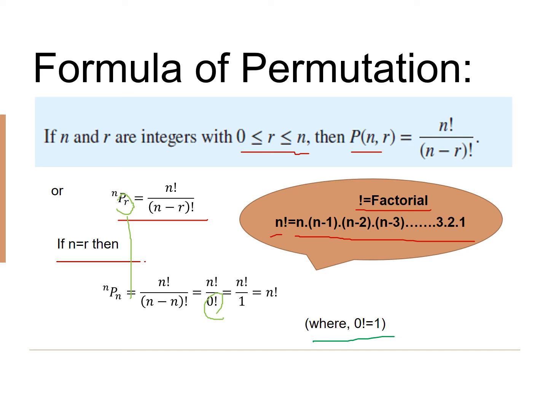It means if you are taking n things and using all of them, like we have 5 students and we selected all of them, then the answer can directly be obtained by their factorial, like 5 factorial.